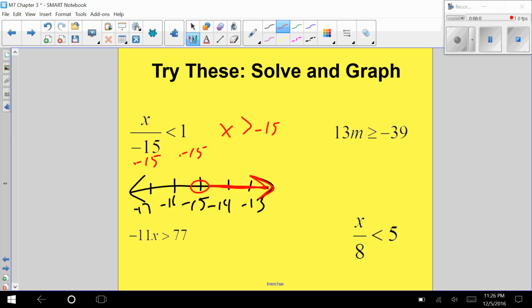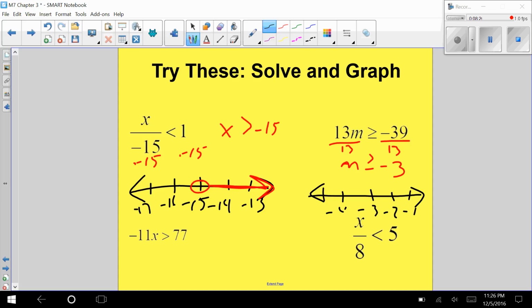The second one, I'll divide both sides by 13. I'll get m is greater than or equal to negative 3. Make my number line. I get a filled-in circle at negative 3, arrow to the right.